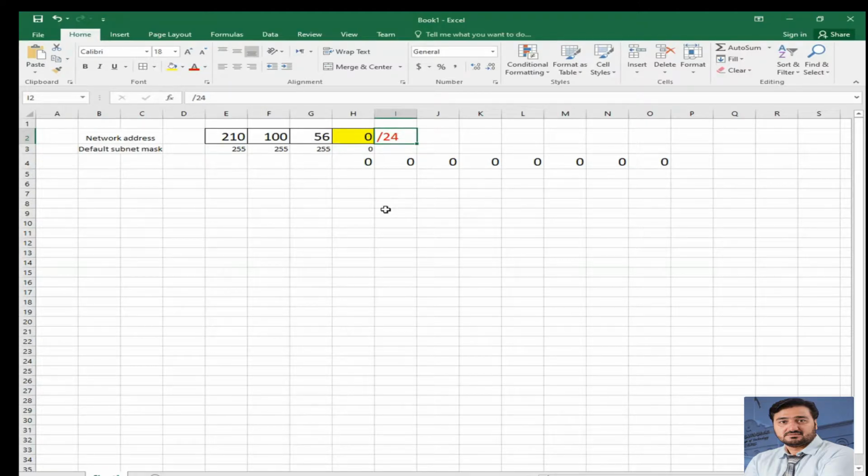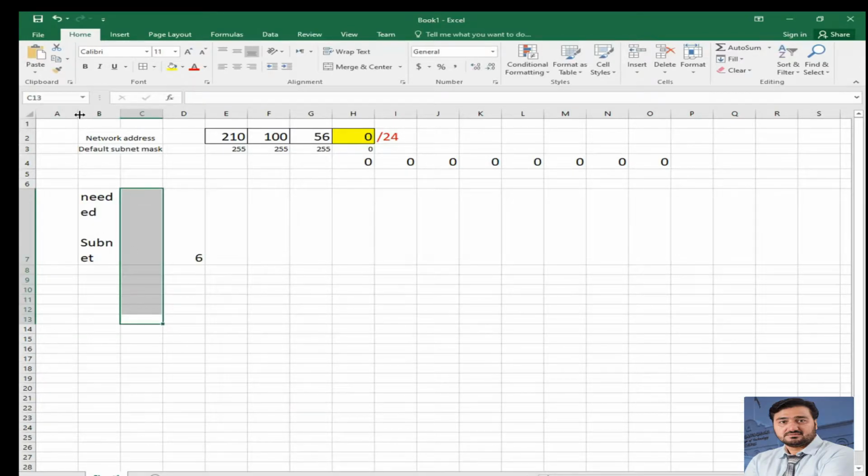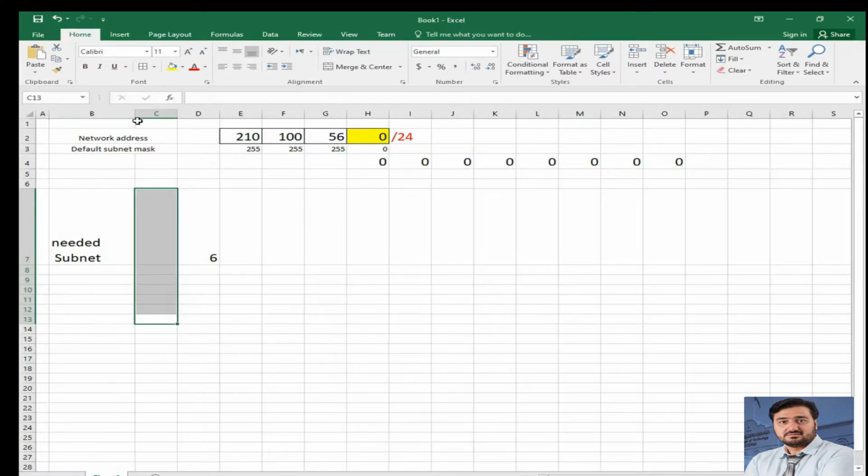But we need 6 subnets, according to problem number 5. Needed subnet, how many needed? We need 6 subnets. Just let me increase the font size. So needed subnet is 6. So we need 6 subnets.